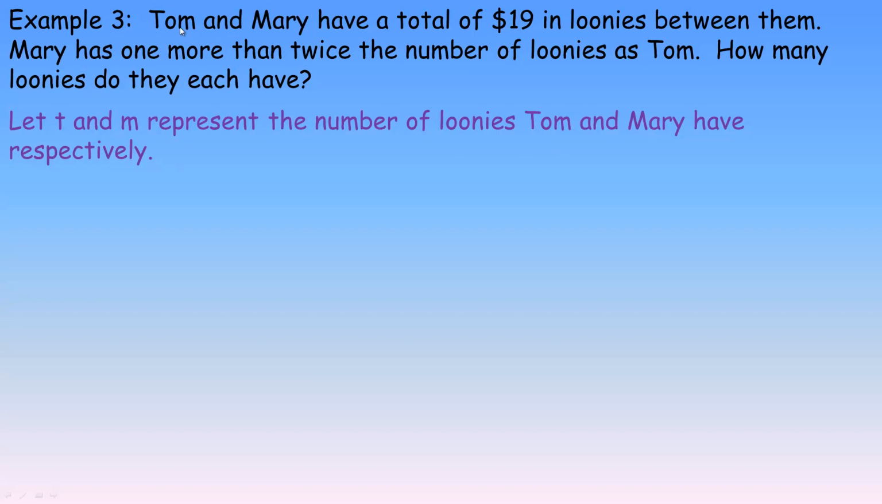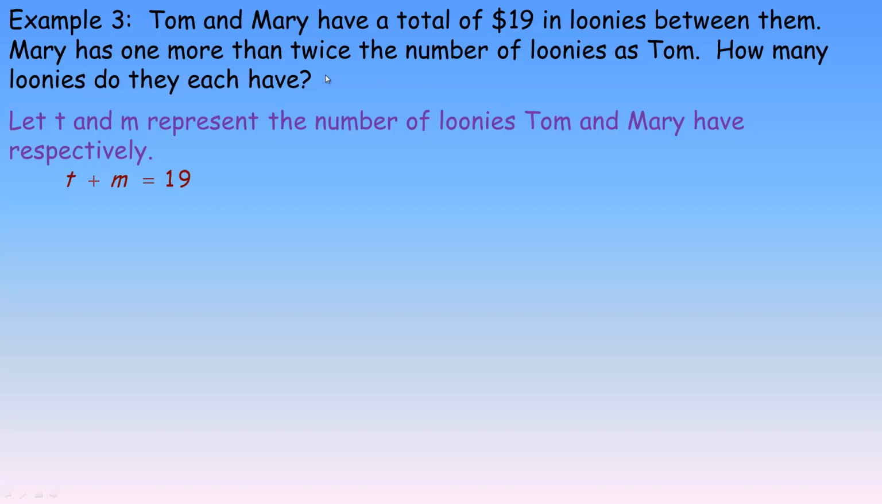The first sentence says Tom and Mary have a total of $19 in loonies between them. So that sentence would translate to the equation T plus M equals 19. Tom's loonies plus Mary's loonies add to 19. They have 19 between them. That's what that equation says.